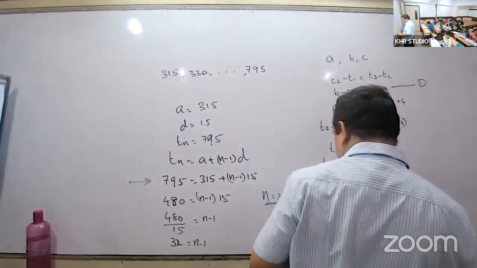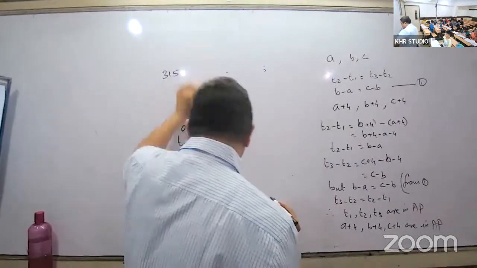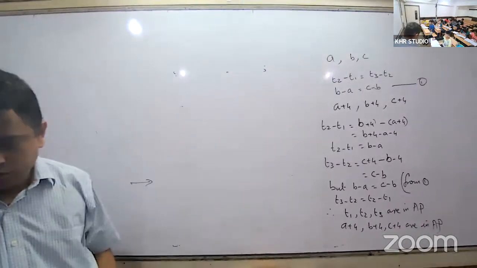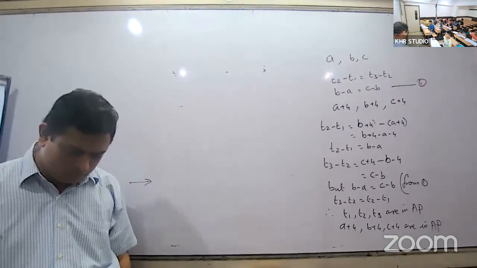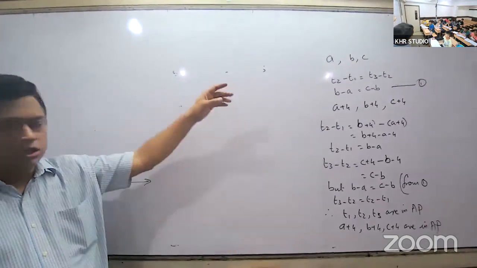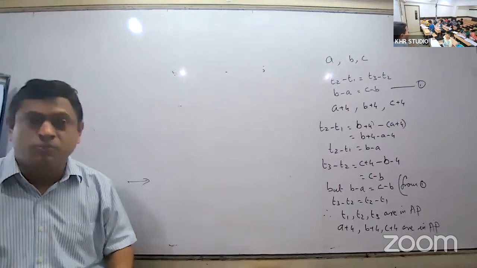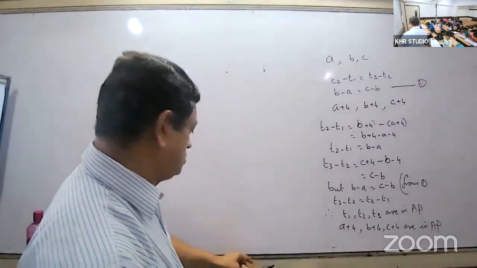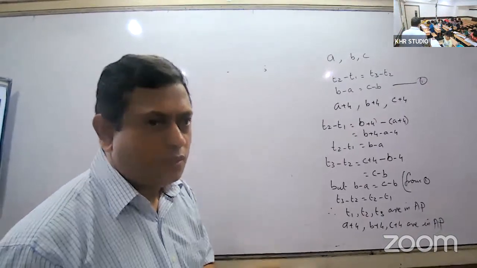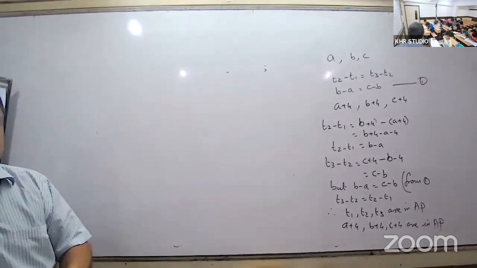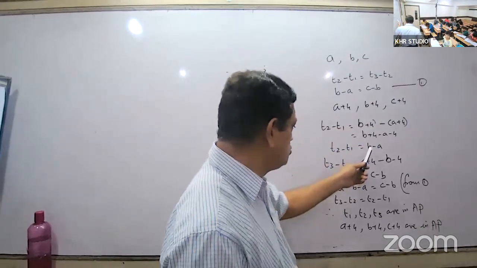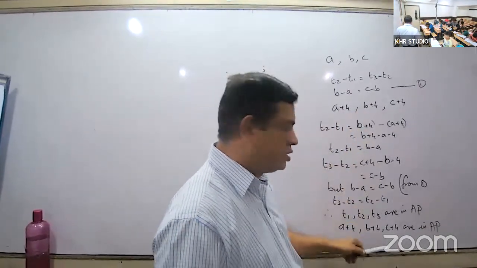Check the step. That means if you add any number, it will be in AP. You see the step now. Do the second part, let's see how you do it. Similar form only, check. Are you with me? Check the steps. We found out T2 minus T1 and T3 minus T2, both are equal, so they are in AP.